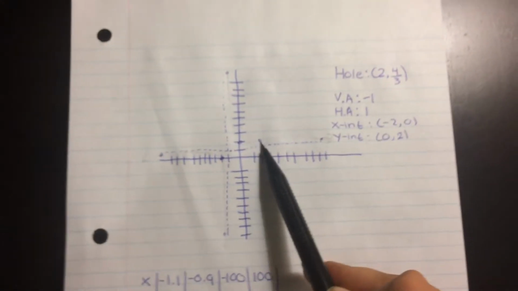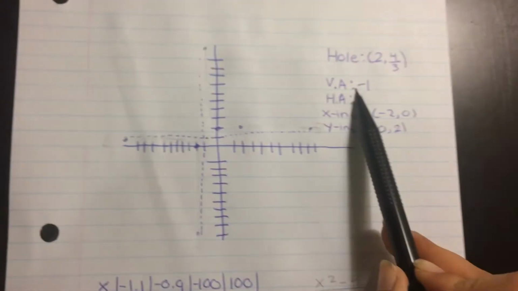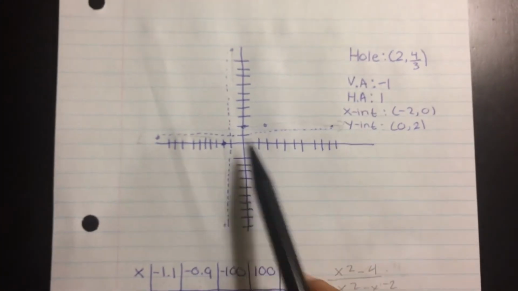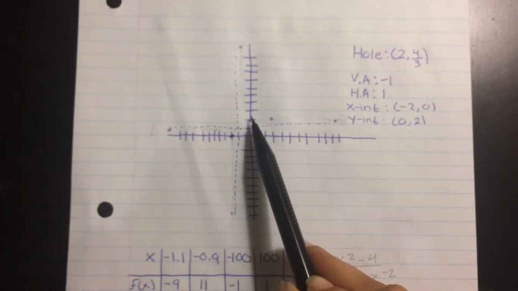So now that I have that all planned out, I have my graph here. So this is my graph. I have my hole at 2 and 4/3, my vertical asymptote here, my horizontal, my x and y intercepts.